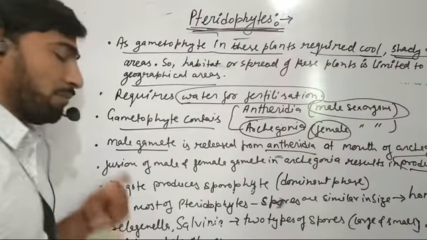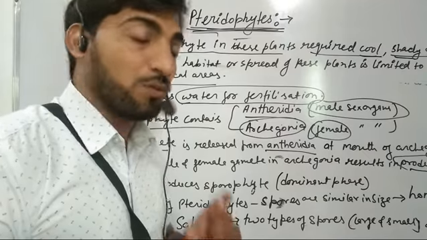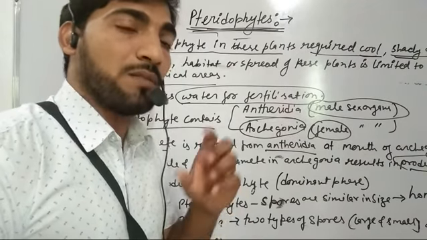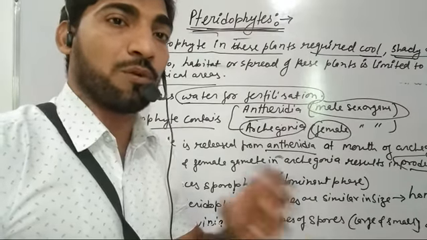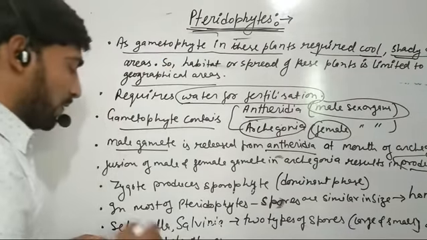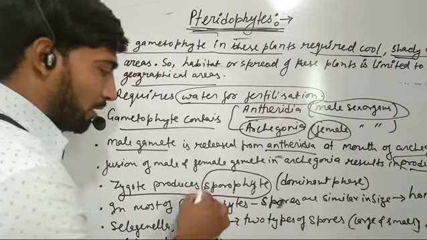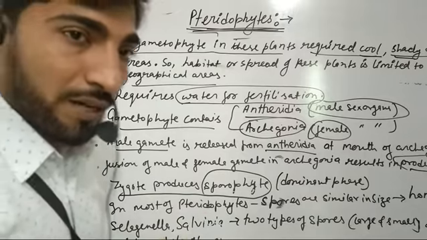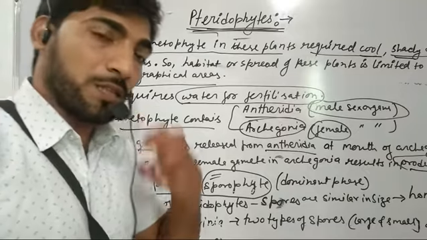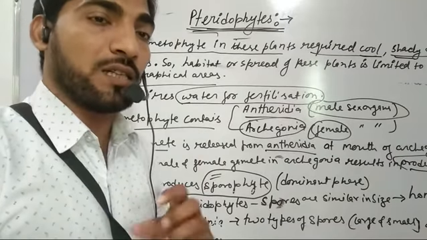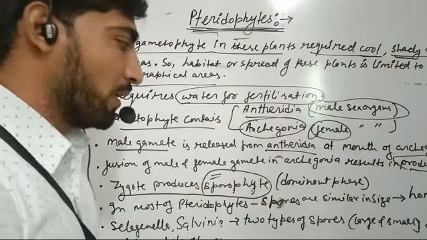So when the male gamete is released, it is released at the mouth of archegonia, and then this male gamete fertilizes the egg cell in archegonia and results in the production of zygote. Further, this zygote produced gets divided and results in the formation of a sporophyte. And this sporophyte, in case of pteridophytes, is the dominant phase.